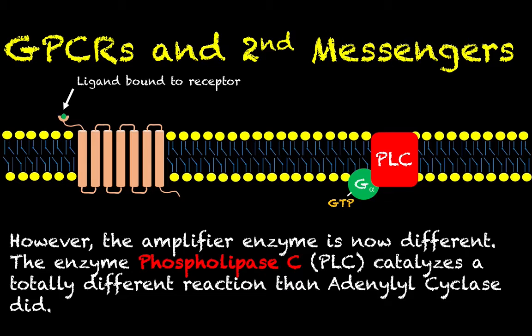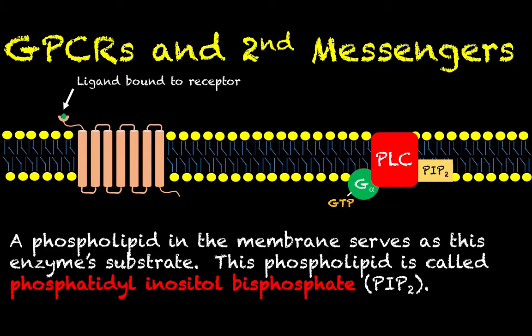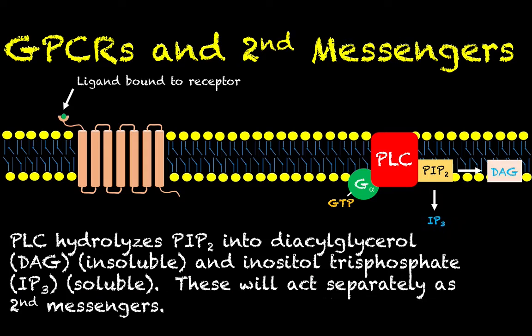It catalyzes a totally different reaction than adenylyl cyclase did. It's going to have different substrates and different products that are going to act as second messengers in a different way than cyclic AMP did. So the substrate for this phospholipase C enzyme is phospholipids within the membrane. One of the most common phospholipid substrates is called PIP2, which stands for phosphatidylinositol bisphosphate. It's fine with me if you just refer to it as PIP2.